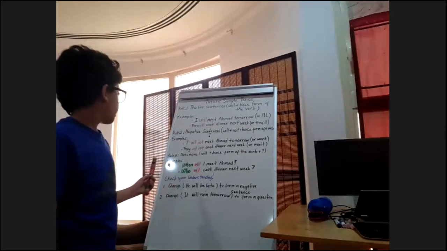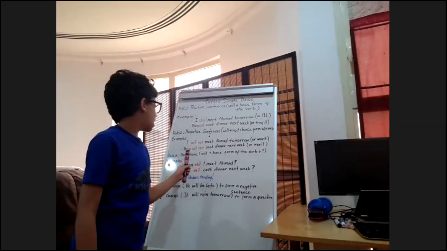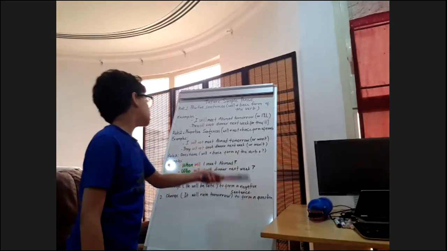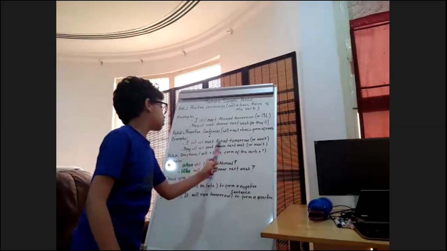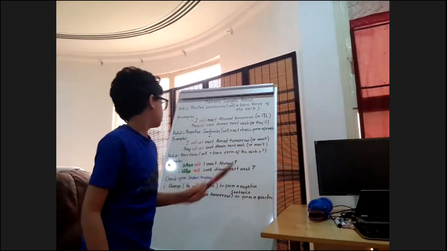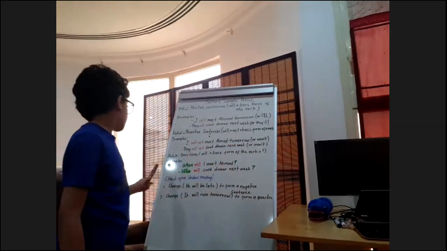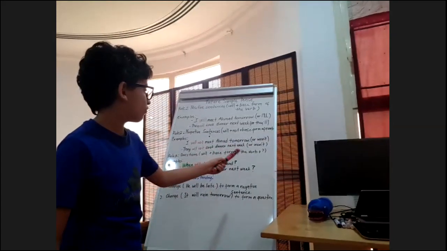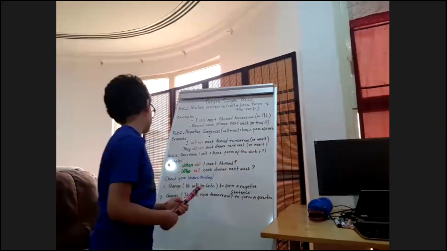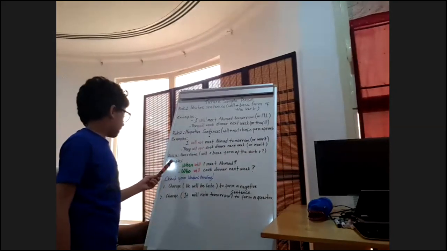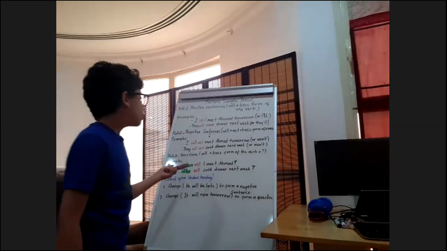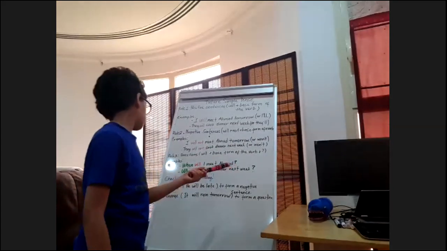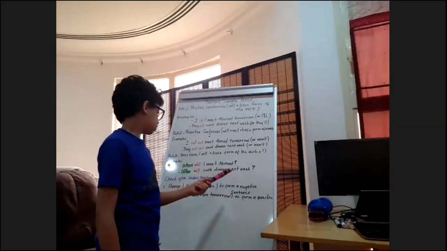Okay, so the examples are, I will not meet Ahmed tomorrow or won't as a shortcut. They will not cook dinner next week or won't as a shortcut. Rule three, questions: question word plus will plus subject plus base form of the verb. Example, when will I meet Ahmed, or who will cook dinner next week?